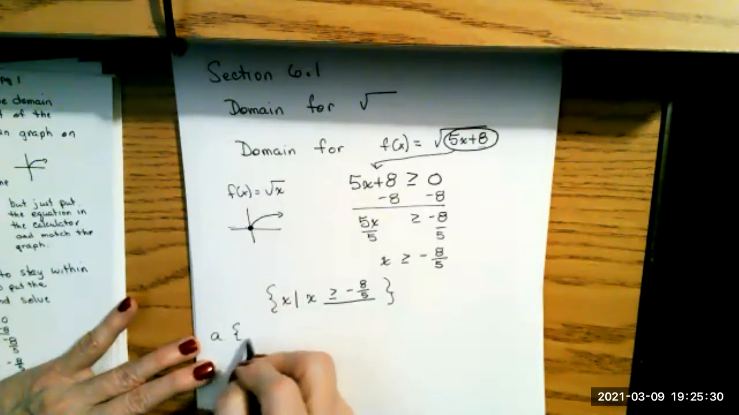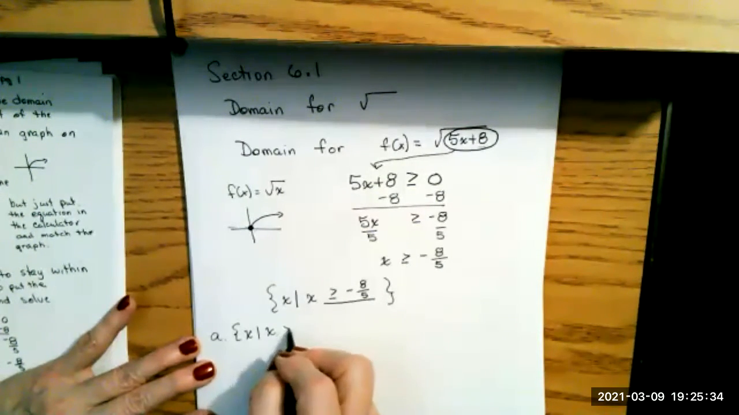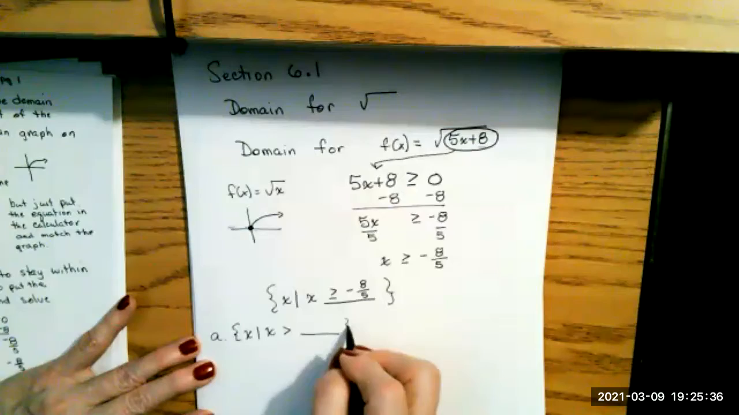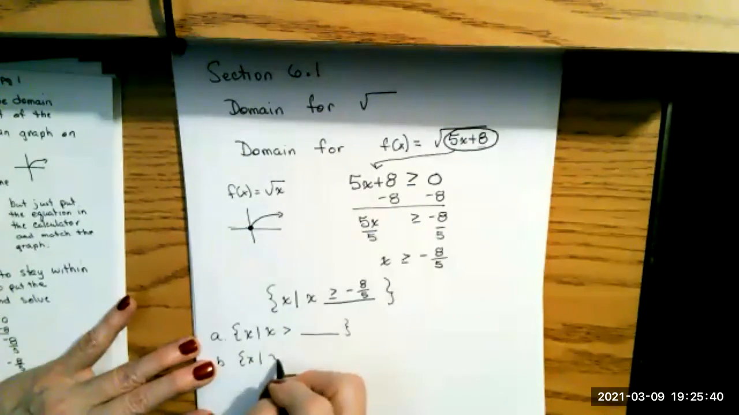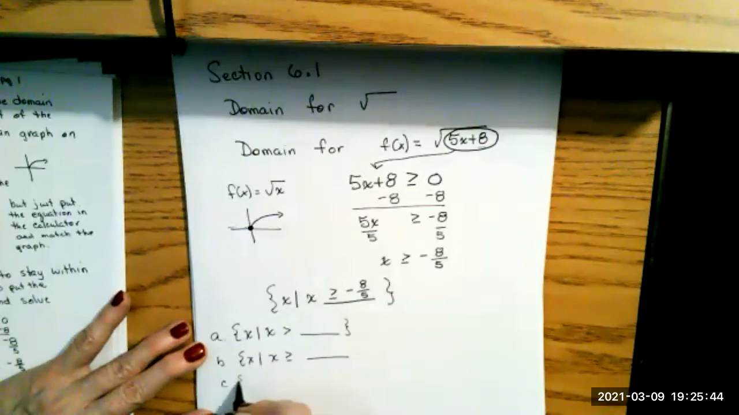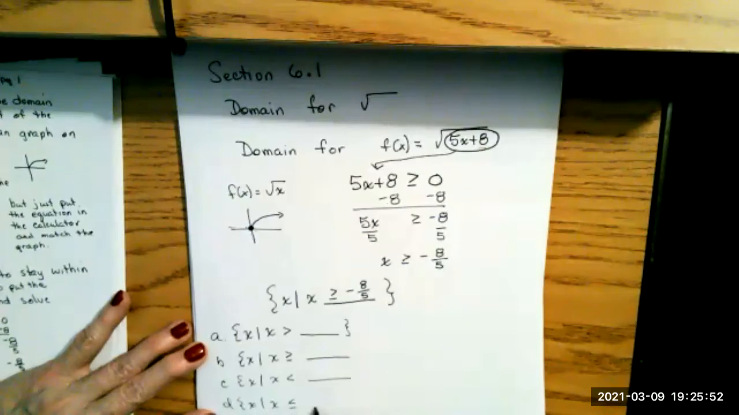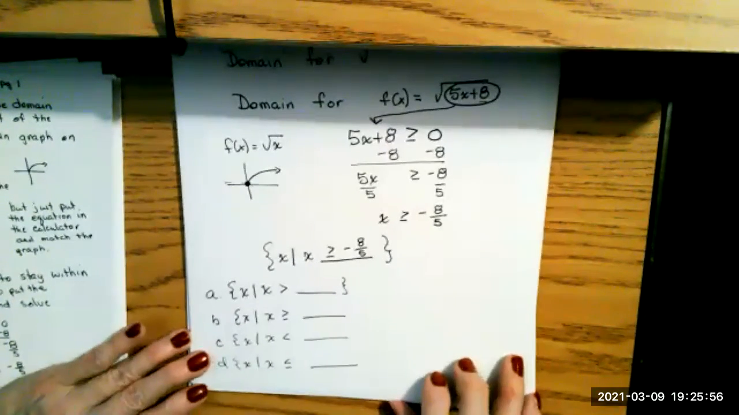They'll have A, x such that x is greater than blank. B will be x such that x is greater than or equal to blank. C will be x such that x is less than blank. And D will be x such that x is less than or equal to blank. That's another way that they wrote the answers for some of these.